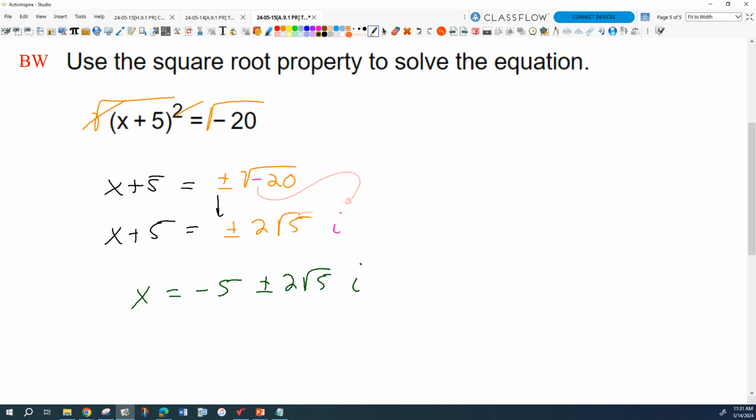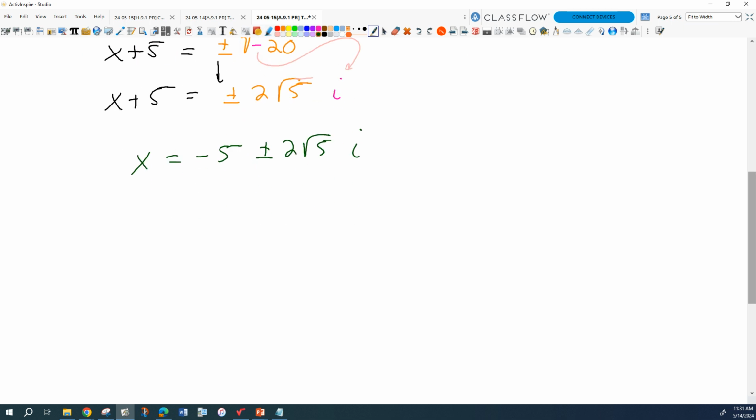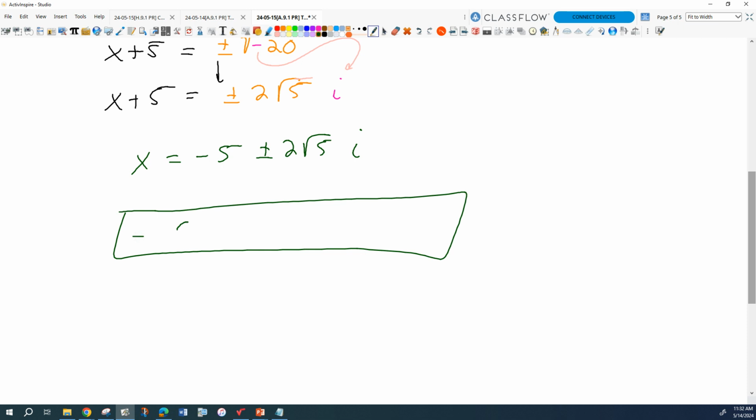When you're entering these on your homework, and it wants you to separate your solutions with a comma, how would you have to enter those in the answer box? -5 plus 2 radical 5i, and then same thing with the minus. Comma, -5 minus 2 radical 5i. One for the plus, one for the minus. Make sense?